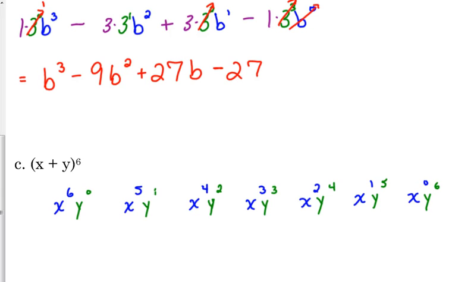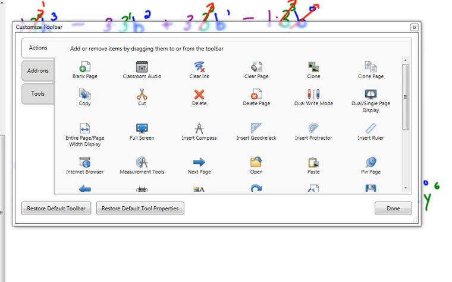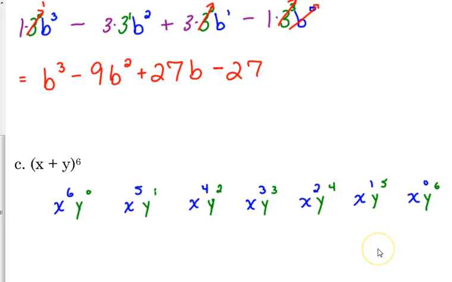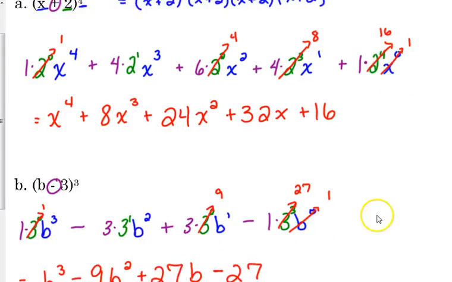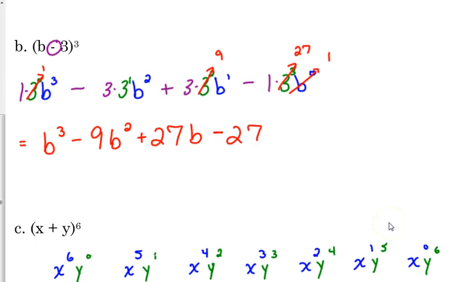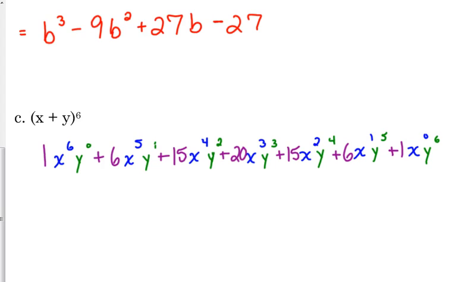Okay? The sixth row of Pascal's triangle would be 1, 6, 15, 20, 15, 6. Let's see if I can remember that. 1, 6, 15, 20, 15, 6, 1. And this was positive, so put positives in front of all of those. And then not really much simplifying to do here. We just make it look a little bit nicer.